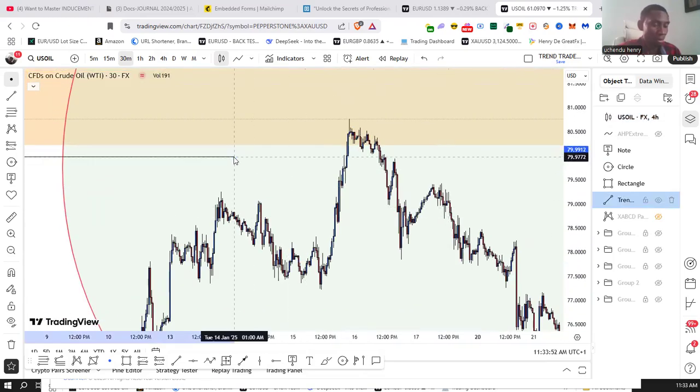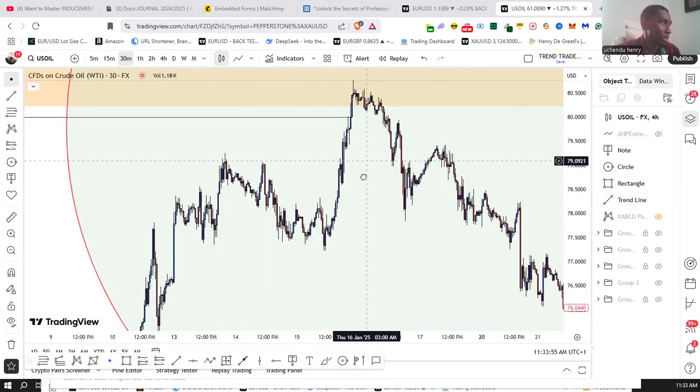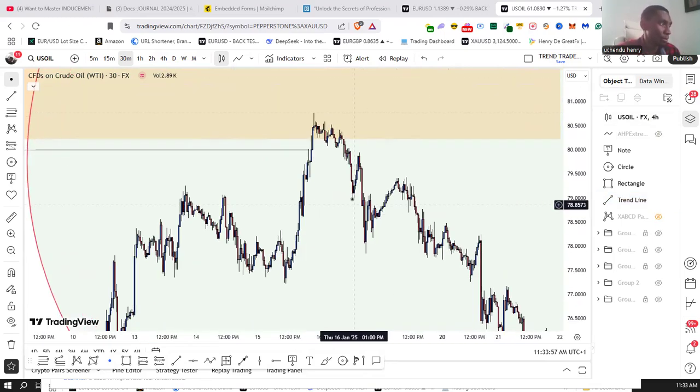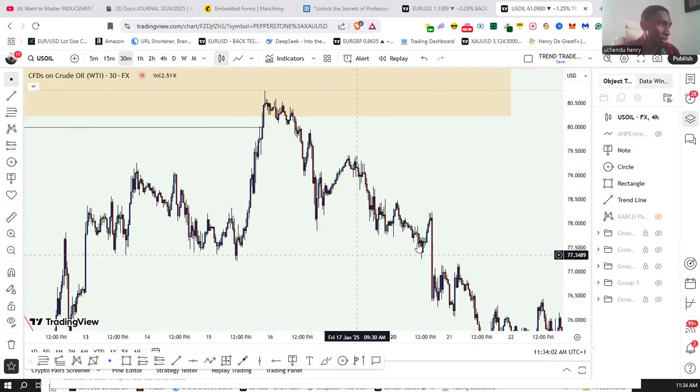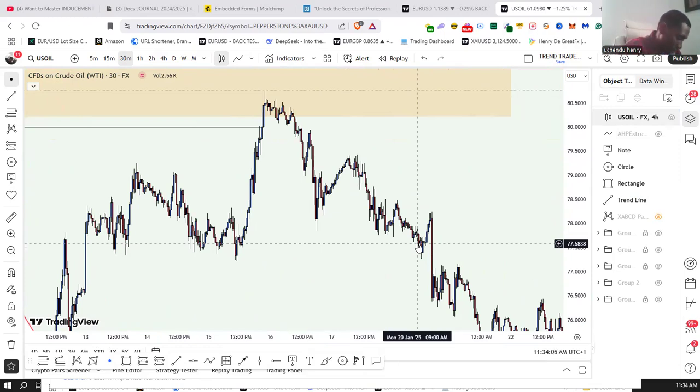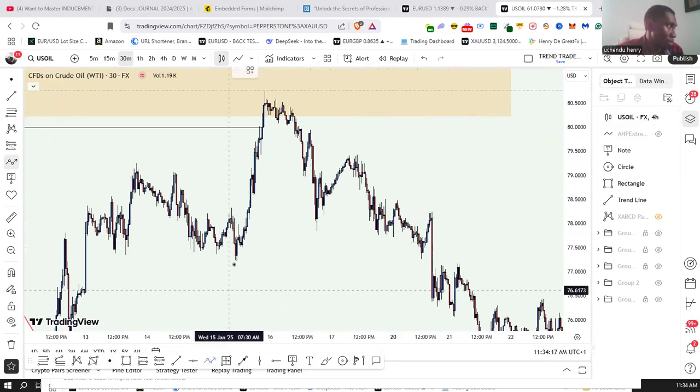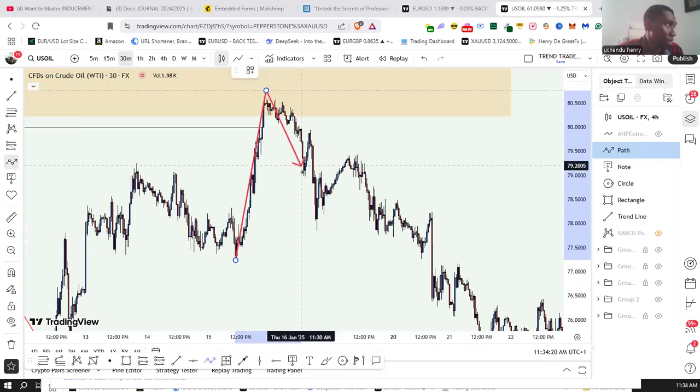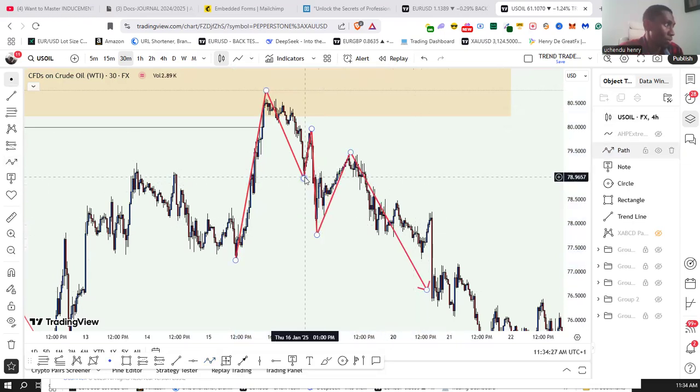Remember, this is where the pattern completed. Did we see any M pattern here? This is the first one, right? Which other one? This big one, right? So let's look at them together. So let's look at the first one, which is this one. Okay, this is the first one. So let's look at it.